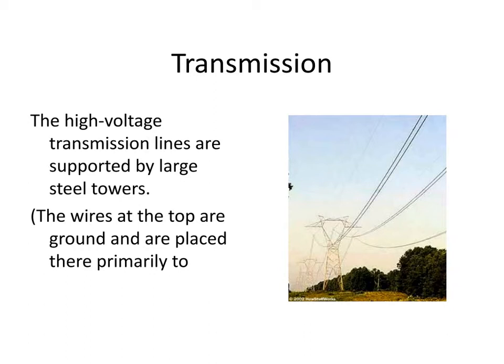So the high voltage transmission lines are supported by large steel towers, and the wires at the top are grounded and placed there in order to attract lightning. So we don't want to disrupt the system or damage the system by having them struck by lightning. So those wires at the top allow an easy path for the lightning to take to ground so nothing gets damaged.